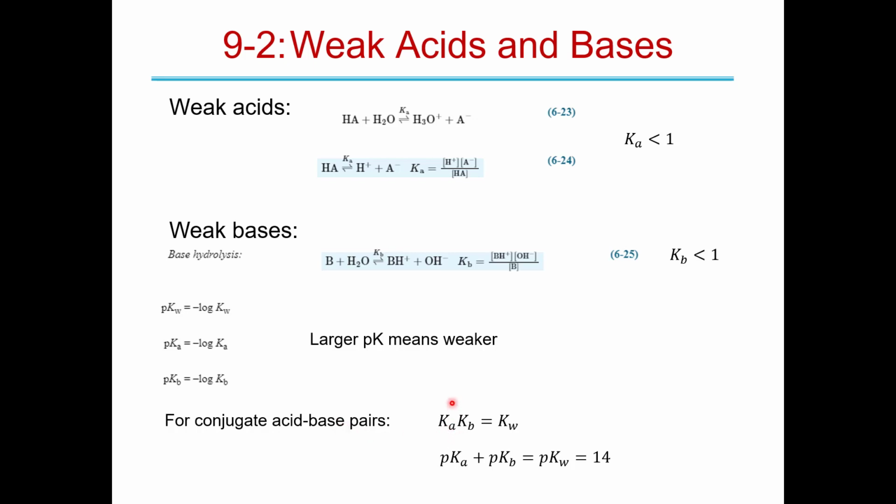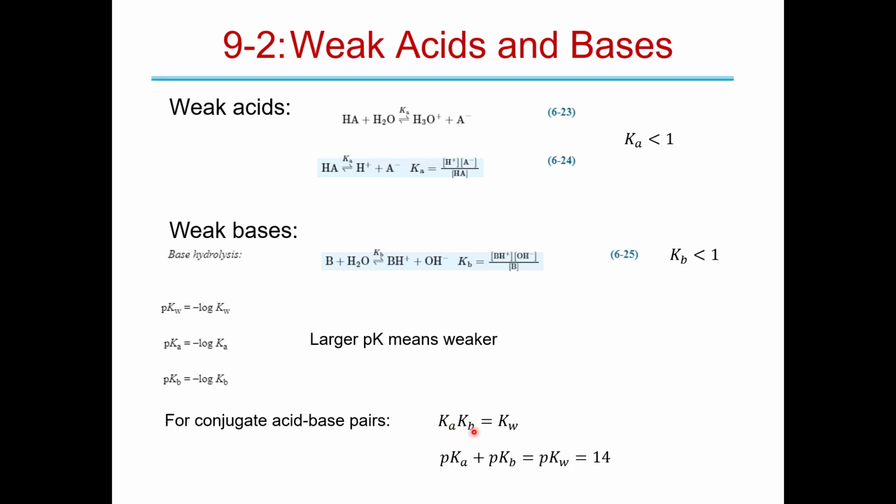So the relationship is this: the Ka for the weak acid times the Kb for its conjugate base hydrolysis reaction, you multiply those together, you get Kw. How is this useful? If you know one, you can find the other. We have a table in the back of our book, Appendix G, and you can go look up Ka values for a bunch of different acids.